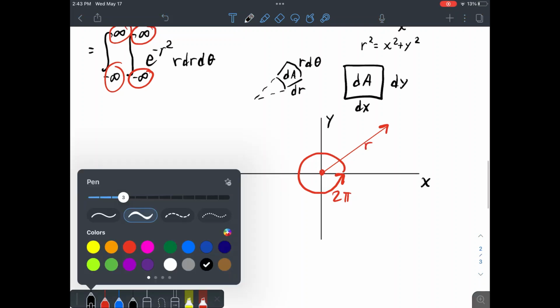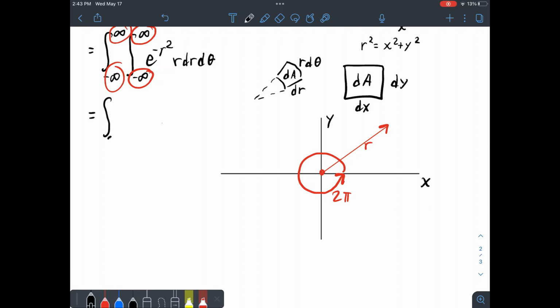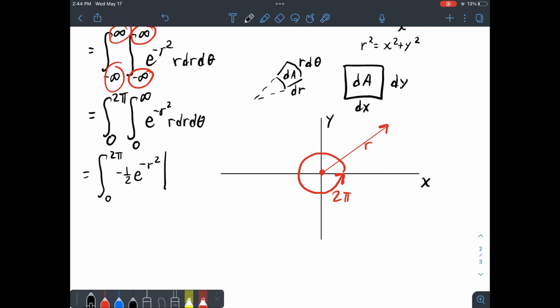So that means I'm going to rewrite my integral. This is going to be equal to the integral from 0 to 2 pi and from 0 to infinity of e to the minus r squared r dr d theta. And finally, we've arrived at a place where we can actually solve this integral. We could do a little u sub over here. You could probably do this part in your head. We go from 0 to 2 pi, and then the integral of this guy is negative 1/2 e to the minus r squared, evaluated from 0 to infinity.